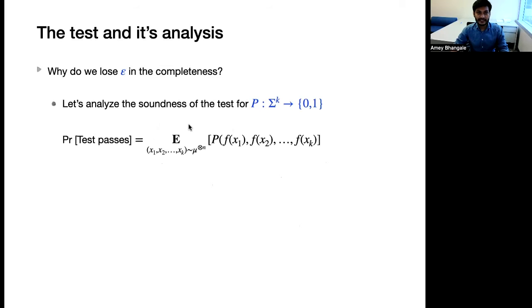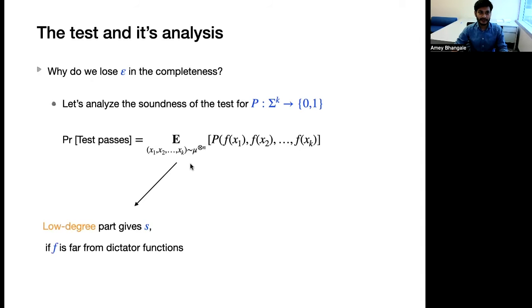Now we can write down the acceptance probability as shown. So it's just taking its expectation over these queries and then checking whether these queries, the function values at those locations, satisfy this predicate or not.